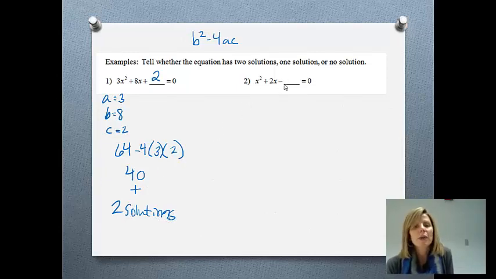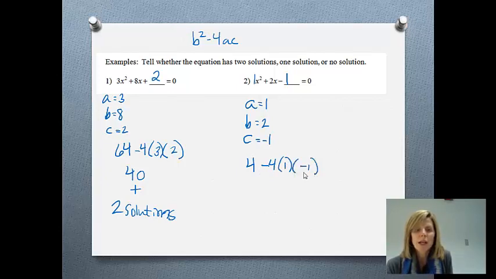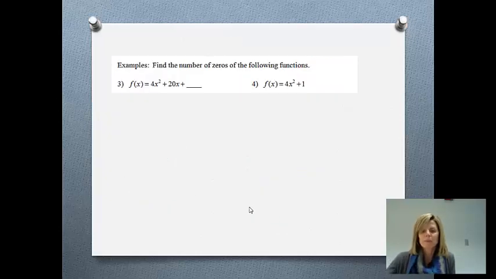All right, let's try the next one. We have x squared plus 2x minus 1 equals 0. Again, it's written in standard form, so I'm set to go. My a is 1, because remember, if nothing is in front of the x squared, it's a 1. b is 2, and c is negative 1. When I go to do the discriminant, it's going to be b squared. Well, 2 squared is 4, minus 4 times a times c. If I plug that all into my calculator, I end up getting 8. So once again, that is a positive value. There are going to be 2 solutions to that problem.